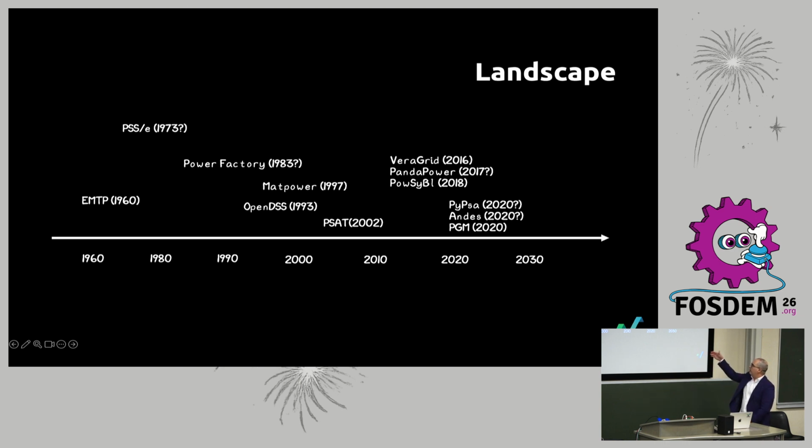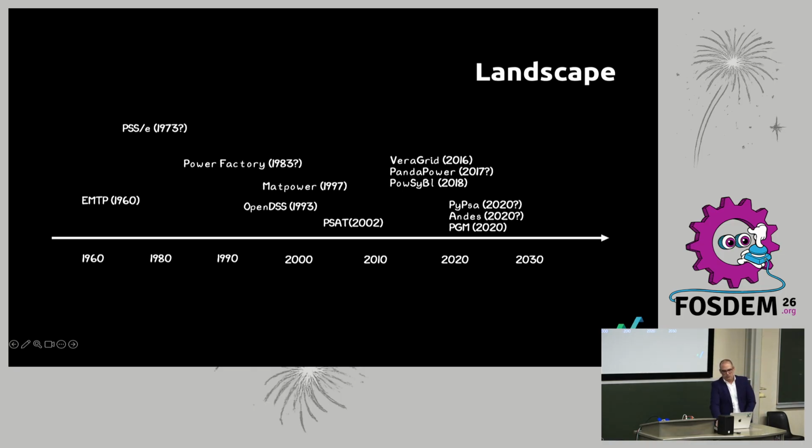And then stuff that happened over the years. For instance, PSAT, I would say, is the other one that tried to tackle everything, by Federico Milano. Then I started something in 2016 that was GridCal, and now it's called VeraGrid, and you can ask me later why. And I just put the Python stuff; I know there are also other software packages in Julia and so on.